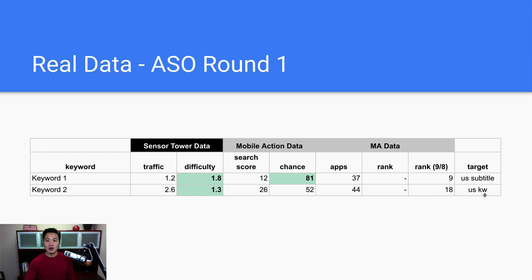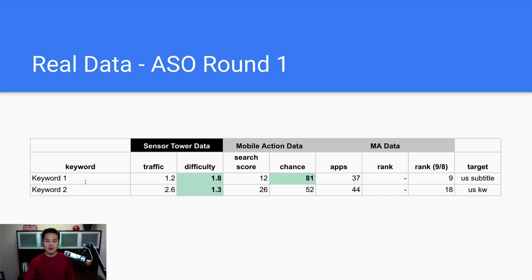Now here's the target. This is a column within our spreadsheet too. The target says where the keyword shows up. So as you can see, we weren't ranking for this keyword at all, and I put it into the US subtitle, and we went straight to 9. Why? Because I saw from the difficulty scores that this was a high likelihood that we're gonna rank in the top 10, and we did.